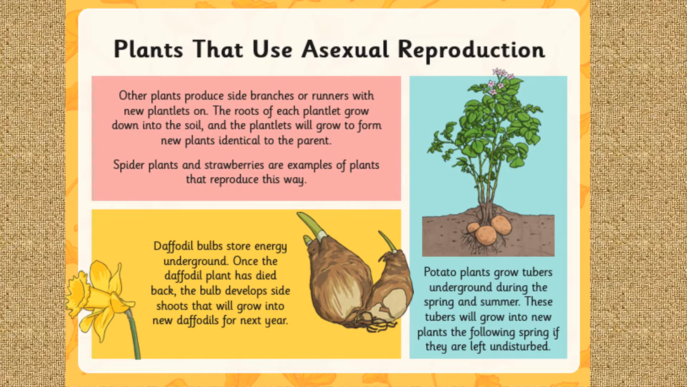Plants that use asexual reproduction. Other plants produce side branches or runners with new plantlets on. The roots of each plantlet grow down into the soil and the plantlets will grow into new plants identical to the parent. Spider plants and strawberries are examples of plants that reproduce this way. Daffodil bulbs store energy underground. Once the daffodil plant has died back, the bulb develops side roots that will grow into new daffodils for next year. Potato plants grow tubers underground during the spring and summer. These tubers will grow into new plants the following spring if they are left undisturbed.